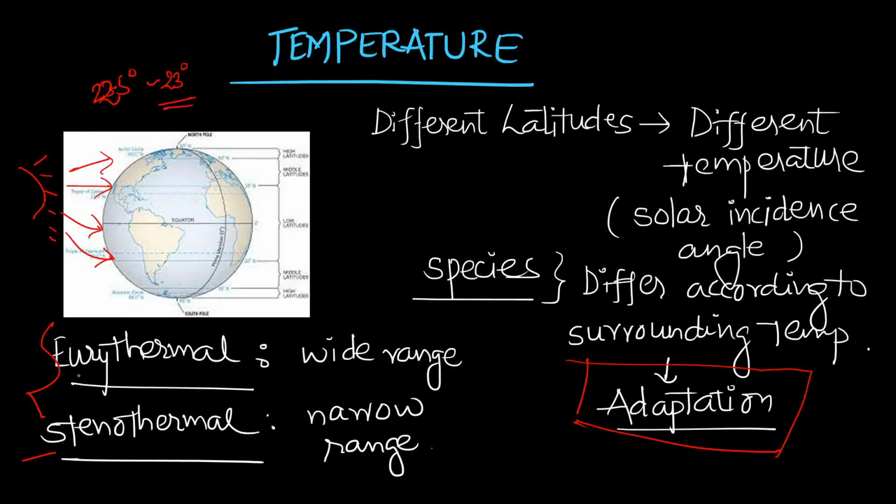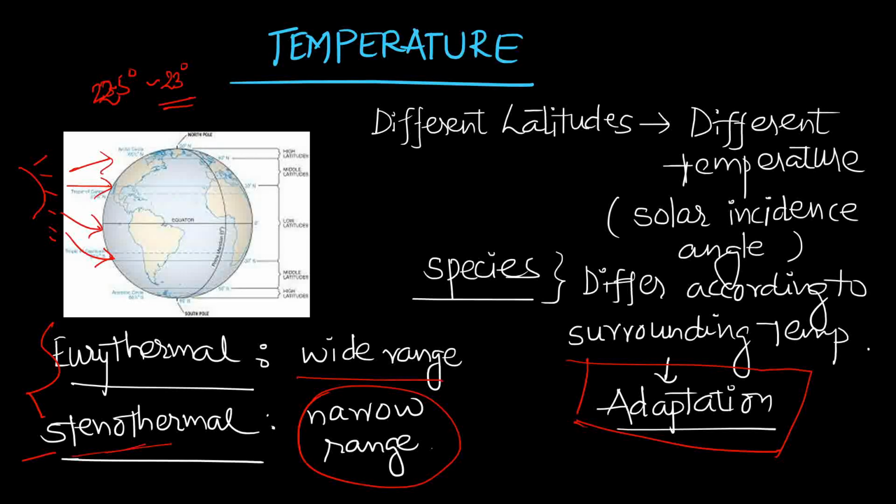If a species is eurythermal, then it can tolerate a wide range of temperature. Even if there is a lot of change, it can manage. But there is another kind of species which is stenothermal. Stenothermal means a narrow range of temperature, that means if the temperature varies too much, then the species cannot be comfortable in that kind of temperature zone. So either it adapts or it leaves that particular place.